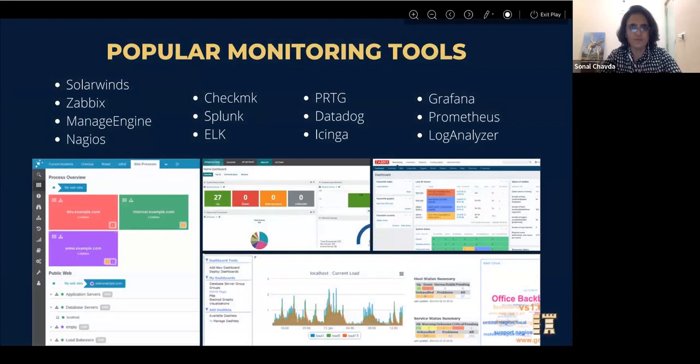Just to name a few popular monitoring tools, there are SolarWinds, Zabbix, ManageEngine, Nagios, CheckMK, Splunk, ELK, PRTG, Datadog, Icinga, Grafana, Prometheus, Log Analyzer. Some tools are free in the market, some can be used on a trial basis, and some are enterprise editions.